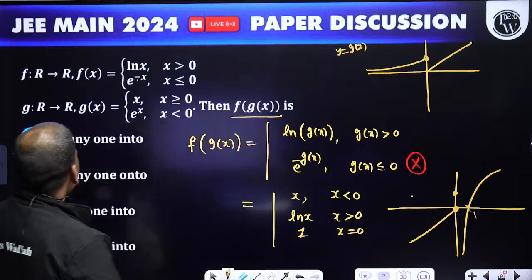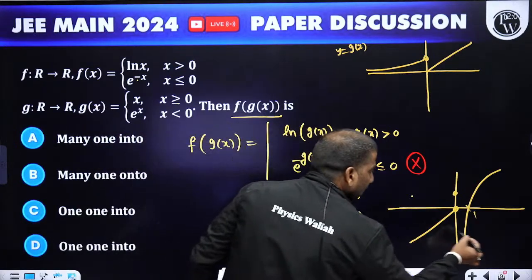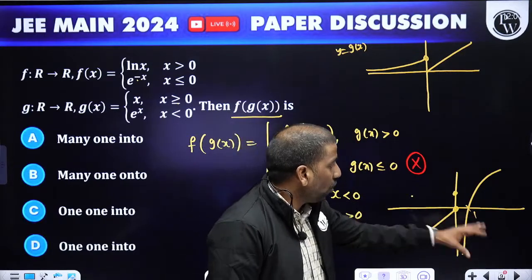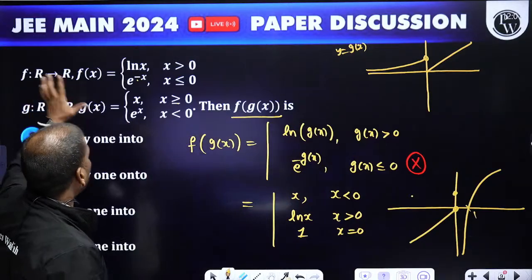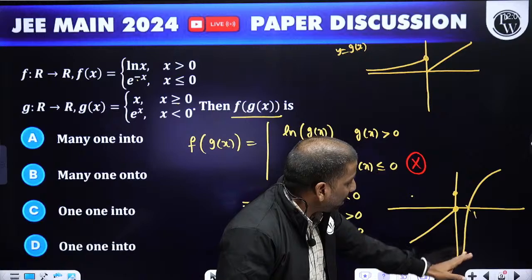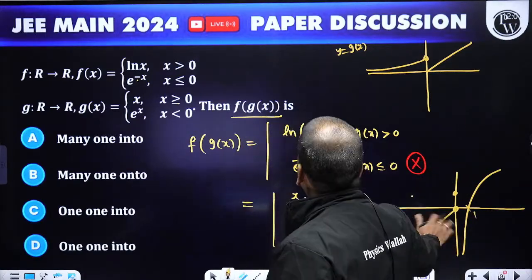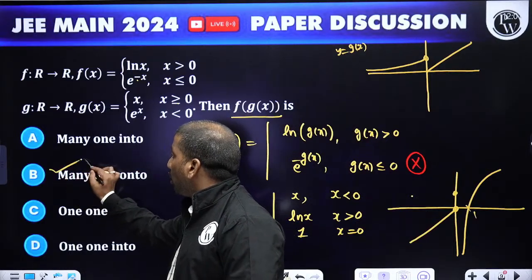Once you observe, is it a 1-1 function? No. Because when you take any horizontal line, it will cut at more than 1 point. So it is not 1-1, it is a many one function. What about onto? Here it is R to R. As it is ln of x, we are getting minus infinity to infinity. So in that case, f circle g of x is a many one and onto function.